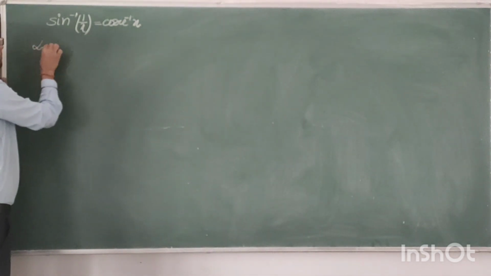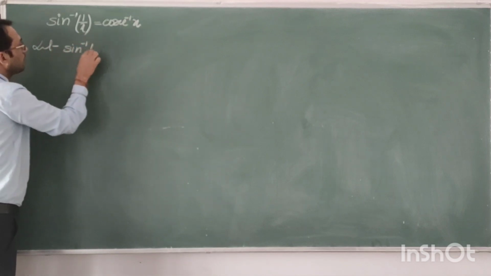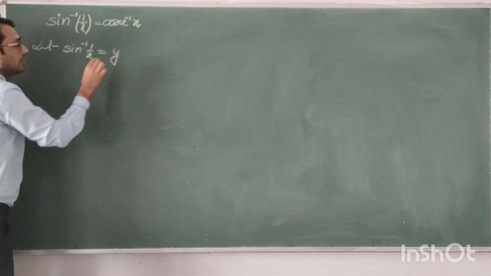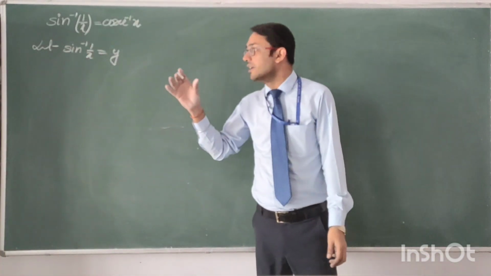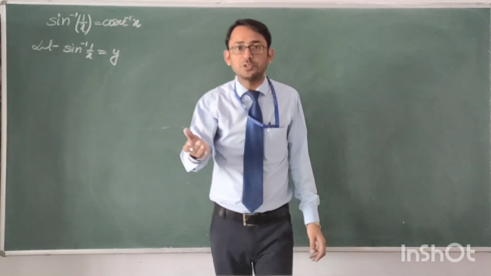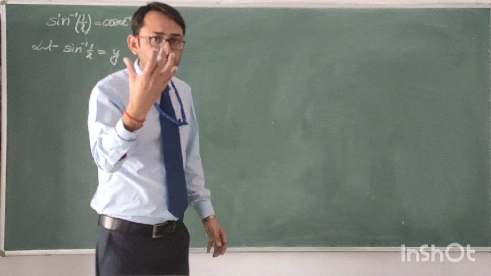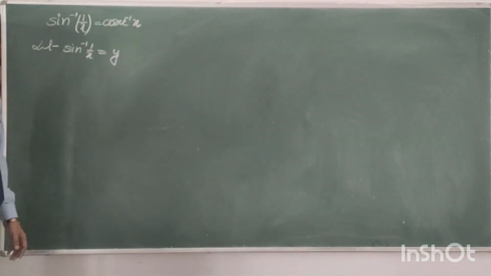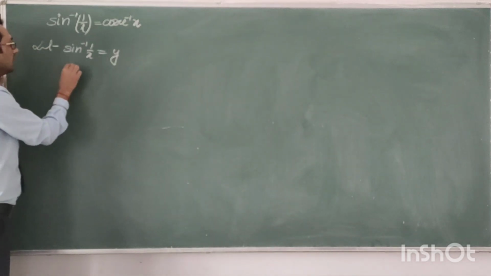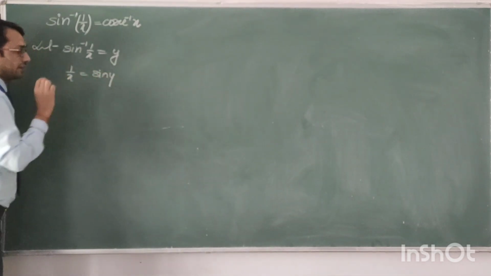So let sin inverse 1 upon x equals y. Keep in mind, in the previous questions also I have done it like this only. Whatever we want to simplify, we need to suppose that as y. In this whole chapter we will be doing like this only. So 1 upon x can be said as sin y.